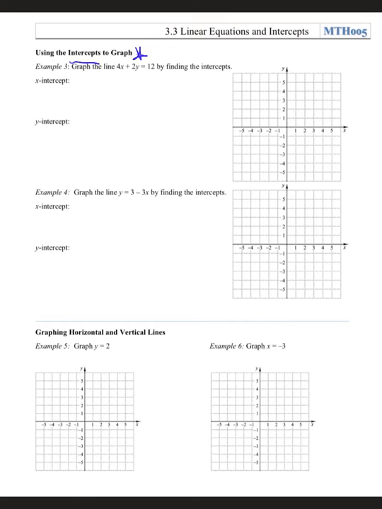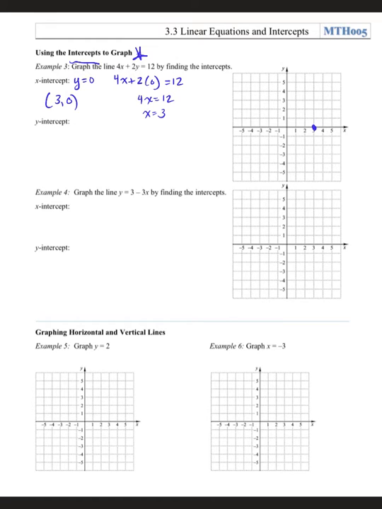Graph the line by finding its intercepts. To find the x-intercept, where is it crossing the x-axis? We're going to let y be equal to 0. So we're going to do 4x plus 2 times 0 equals 12, and then solve for x. 2 times 0 is 0, so we have 4x equals 12 to get x equals 3. So the x-intercept is the point where x is 3 and y is 0. So (3, 0), which would be this point right here.